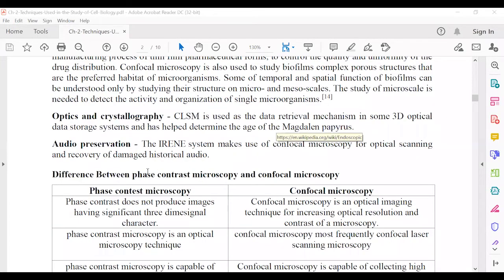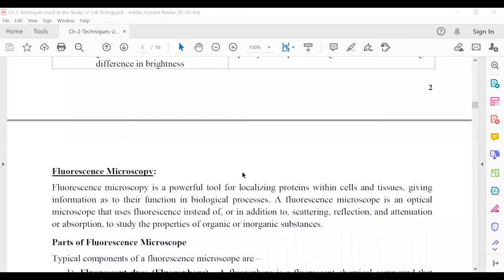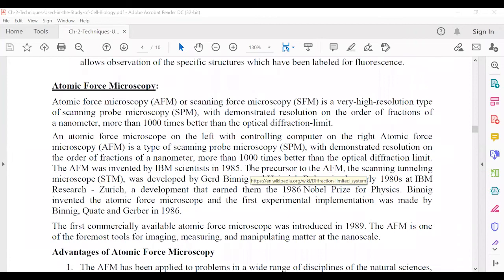Then I also discussed the differentiation between phase contrast microscopy and confocal microscopy. Then fluorescence microscopy, parts of fluorescence microscopy, advantages and limitation of fluorescence microscopy. Today, I will start a new technique, atomic force microscopy.